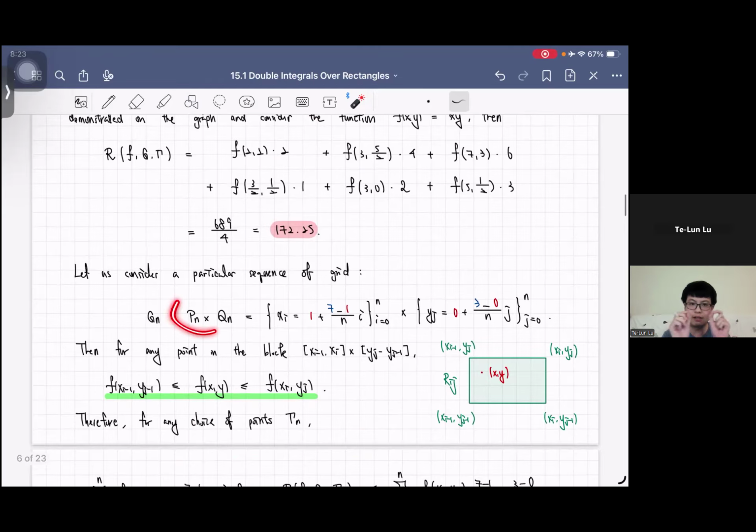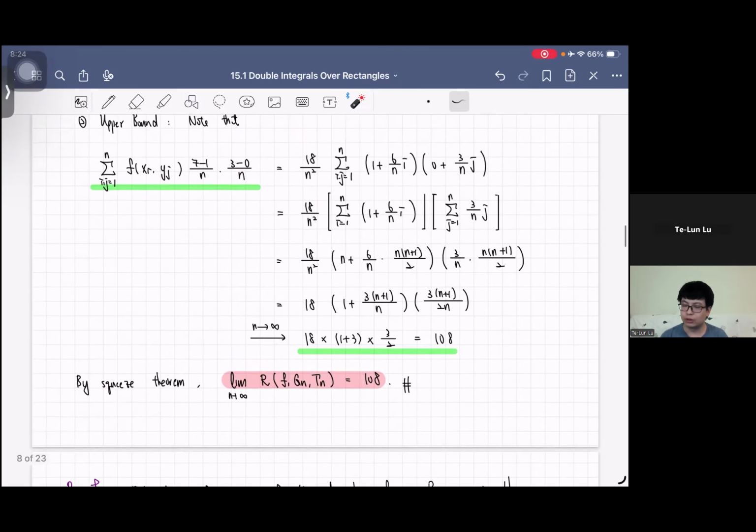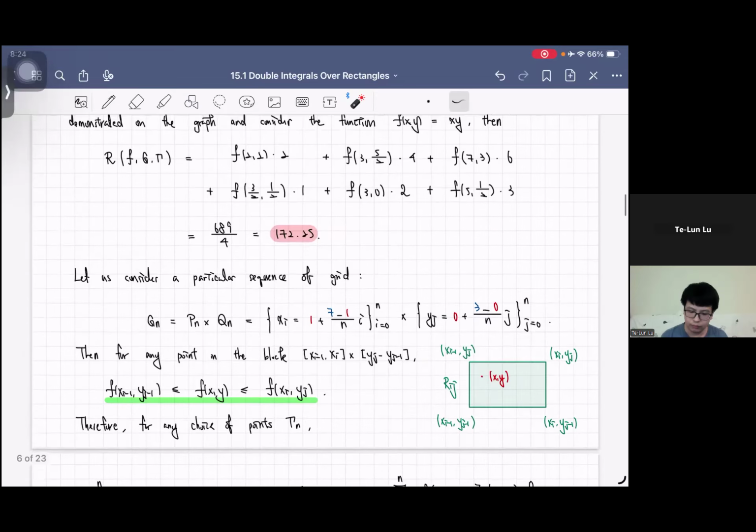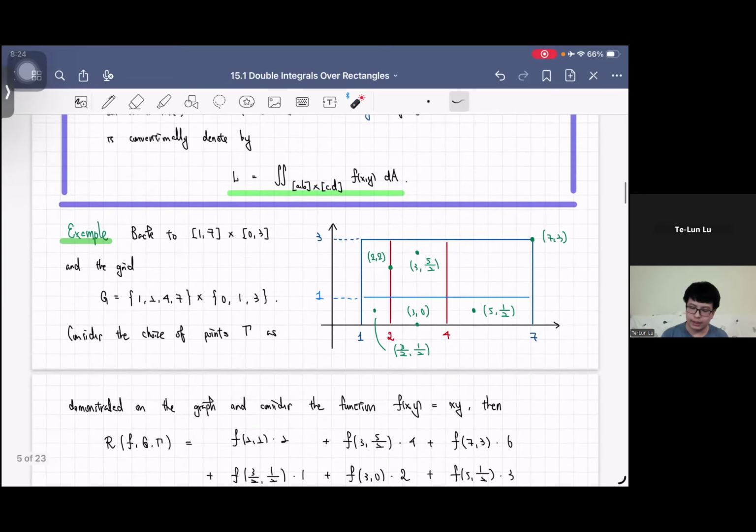This Pn and Qn get finer and finer, so that grid is in particular finer than the grid that we just chose. By comparing those two grids, the uniform one, which is very, very fine, and the arbitrary one, which is also fine, you can show that the arbitrary one also converges to this number 108. So we can conclude that the double integral of the function xy over the region [1,7] times [0,3] is indeed 108.